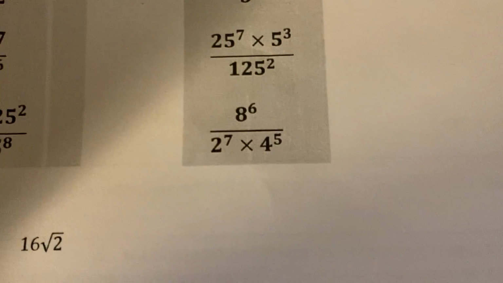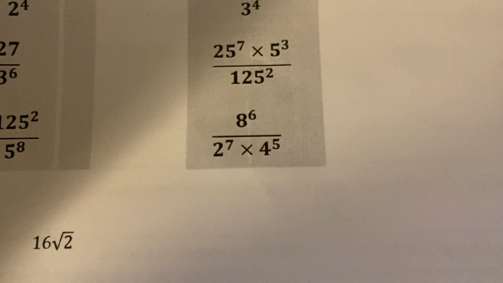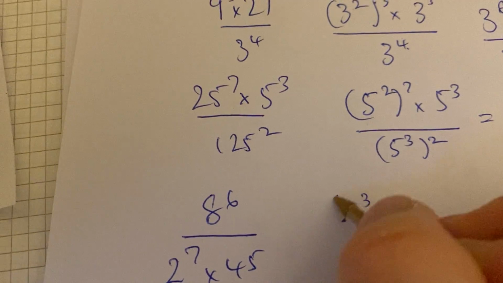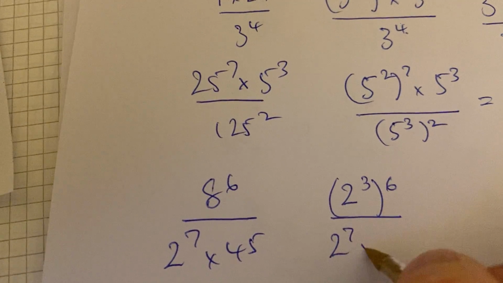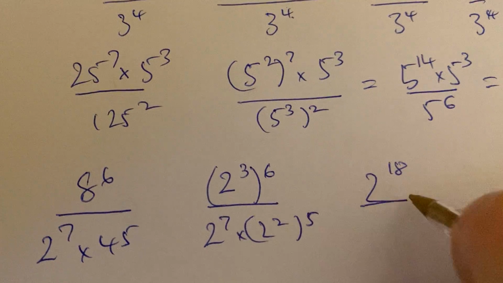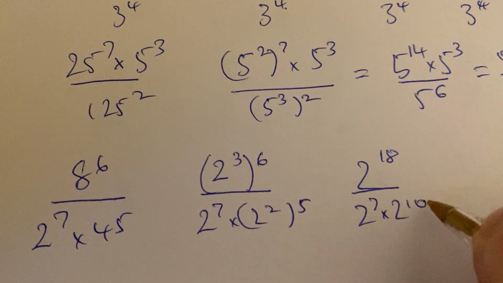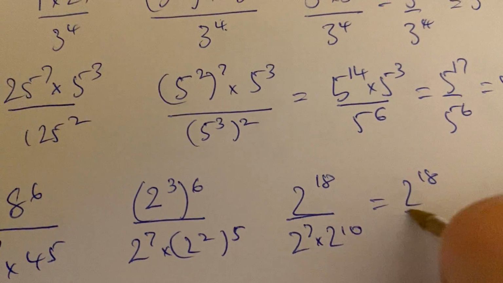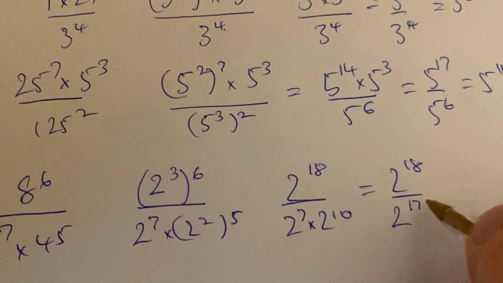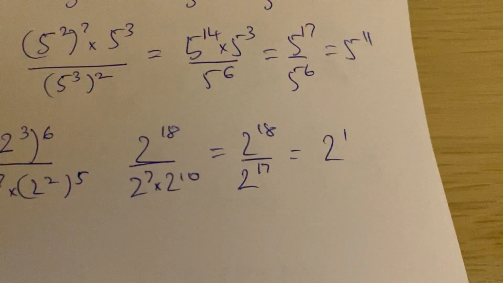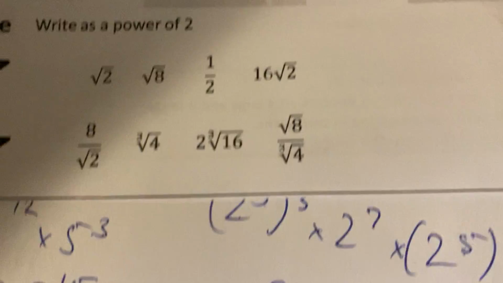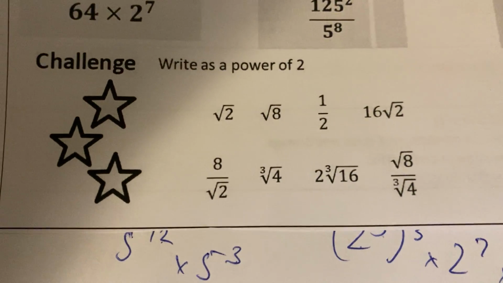And then we get here 8 to the 6 all over 2 to the 7 times 4 to the 5. So we're now getting into the swing of things. Hopefully you can see how to do this. And that's going to be 2 to the 18 over 2 to the 7 times 2 to the 10. 2 to the 18, add those two, that's 7. So just be careful, because I'm seriously going at pace here, that you don't go too fast and make silly mistakes. And then it says here, write as powers of 2.